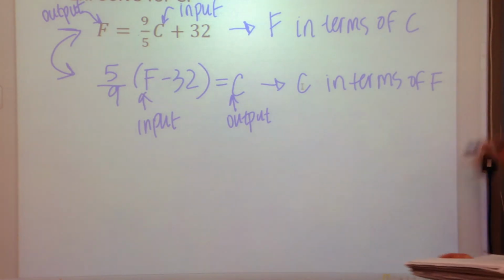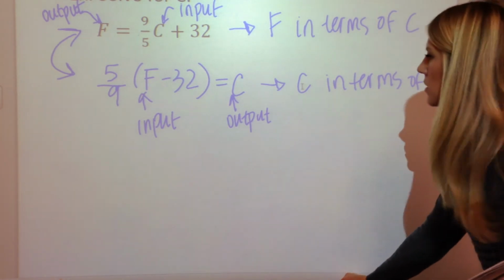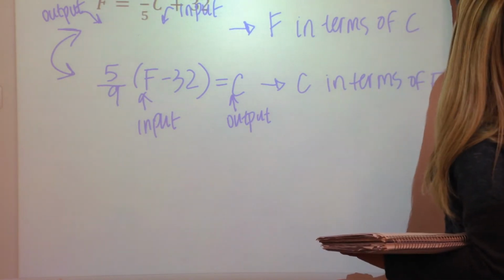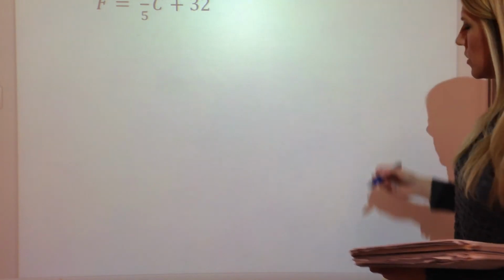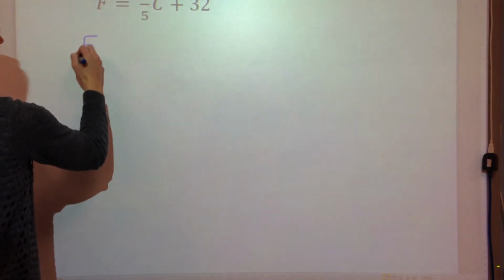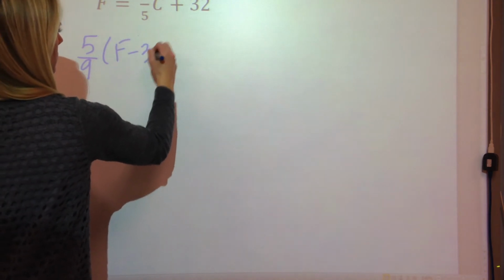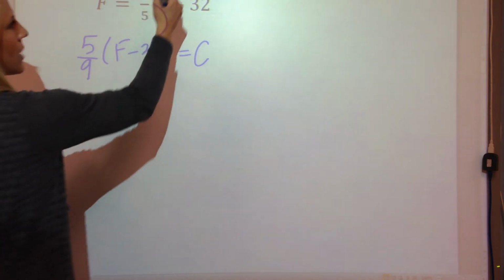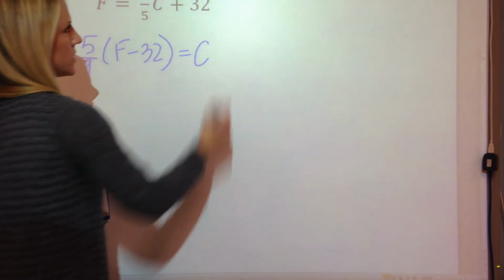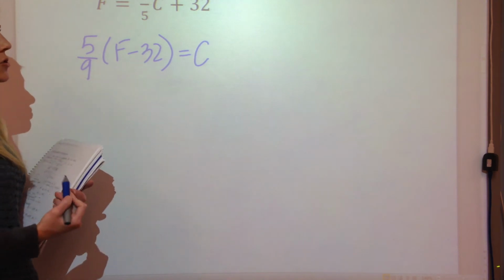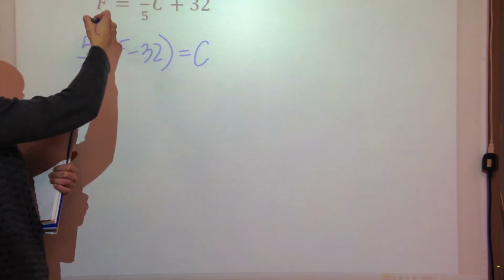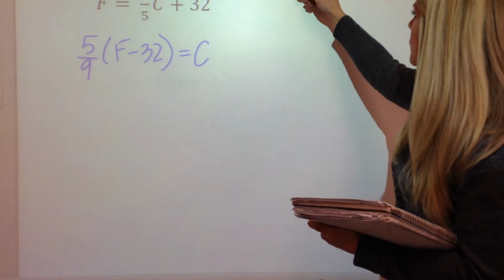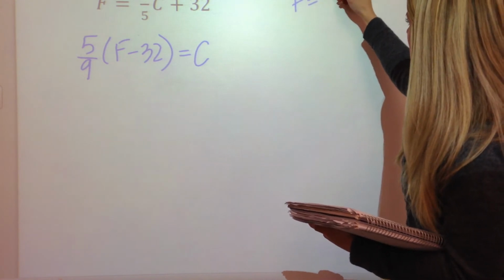So let's see what happens if I plug in 100 for C. What should I get out? I should get out 212, because when C is 100, the Fahrenheit it converts to is 212. So let's make sure that that happens. What I want you to do is figure out what F equals.